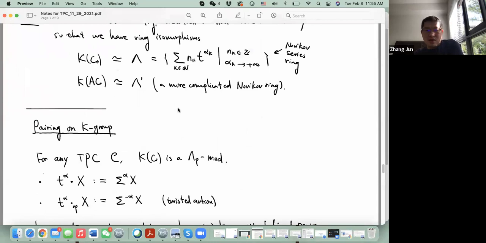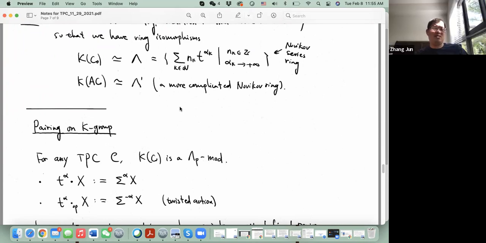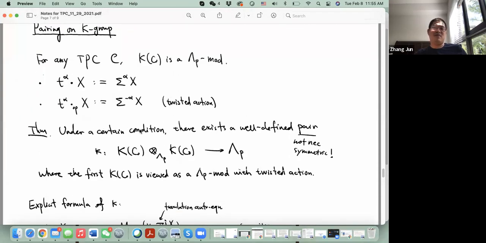Okay. Now, once you have this K group, there's something nice on the K group. I think in the classic story, there's something called the Euler pairing in the K group, so you can compute two things and pair them together in some way. But here in the TPC, you can also do this pairing. Here's a theorem: under certain conditions, which I'm not specifying, there's a well-defined pairing, which is not necessarily symmetric, from the K group of a TPC tensor the K group of a TPC to the lambda p. You will be very curious where lambda p comes from.